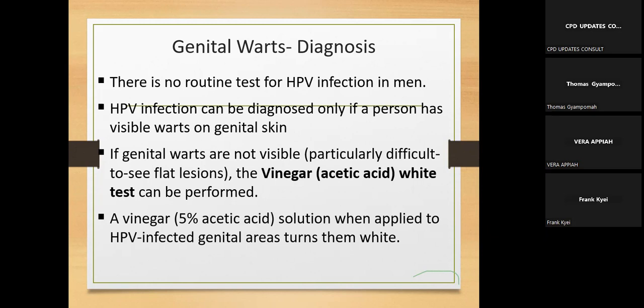If it's warts and it is very obvious, yes, that's it. The patient can be asked to go and see a clinician to manage it. If you are not too sure whether it's warts or not, this simple vinegar white test, you don't need to go and see a clinician to do it. Anybody, you can train anybody to do it. Vinegar is nothing but 5% acetic acid. You apply it to the lesion, and of course, it will turn white. And that is a confirmation of the lesion as genital warts.